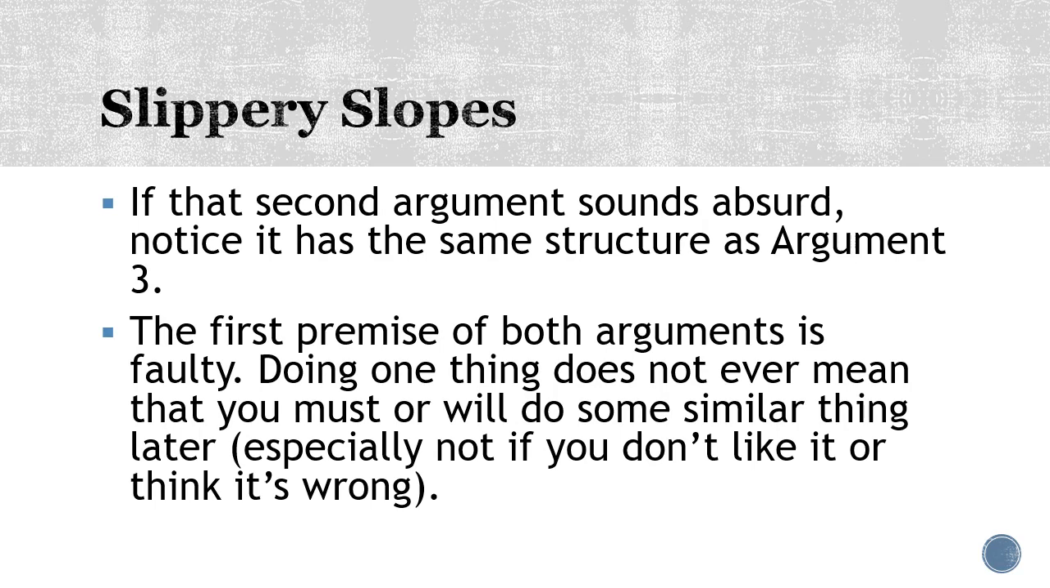And so, again, this is the problem with slippery slopes. If that second argument sounds really absurd, notice that argument 3A has exactly the same structure as argument 3. And so if 3A is bad, then argument 3 is also a bad argument. The first premise of both arguments is faulty. Again, doing one thing does not ever mean that you must or will do some similar thing later, especially not if you don't like it or think it's wrong.